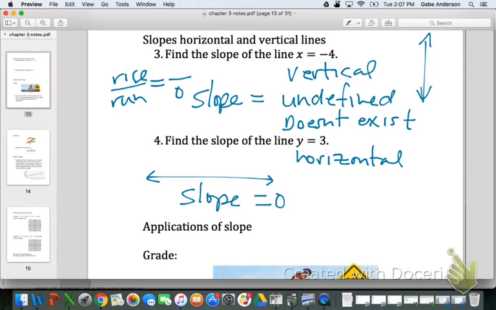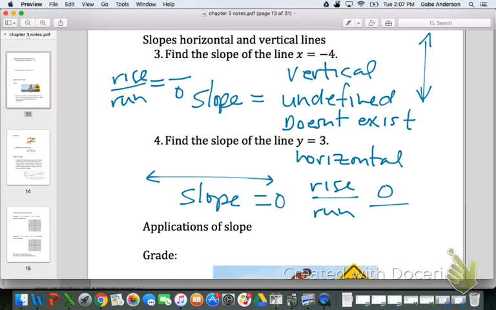So let's think about the other one. Horizontal lines, rise over run. What is the rise on a horizontal line? Use a number. 0. The rise is 0. What's the run? Doesn't it just run forever? So 0 over something is 0. Something over 0 is undefined. Doesn't exist. Error.